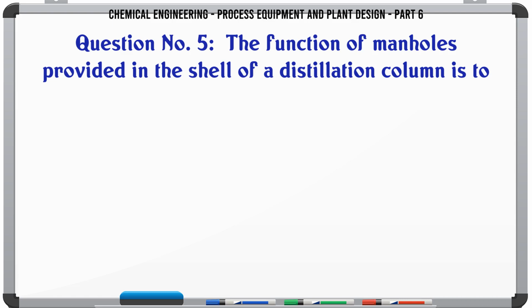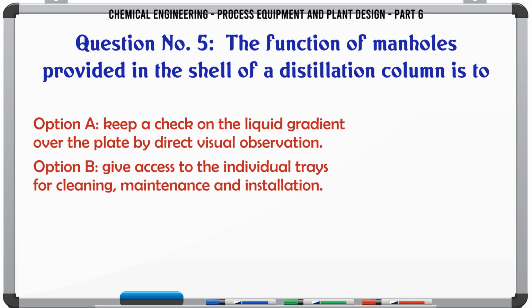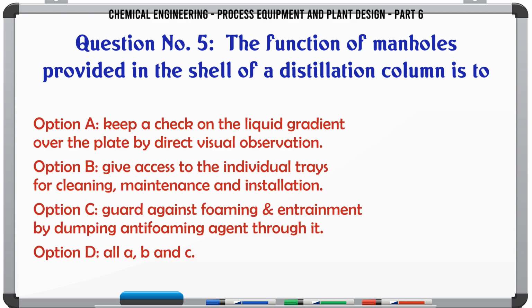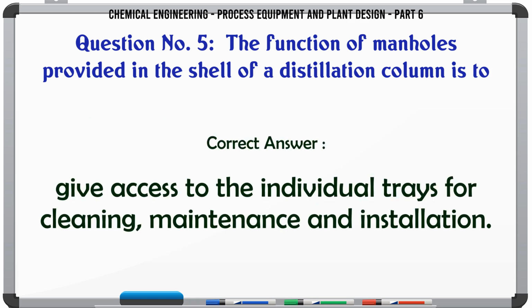The function of manholes provided in the shell of a distillation column is to A. Keep a check on the liquid gradient over the plate by direct visual observation, B. Give access to the individual trays for cleaning, maintenance, and installation, C. Guard against foaming entrainment by dumping antifoaming agent through it, D. All A, B, and C. The correct answer is give access to the individual trays for cleaning, maintenance, and installation.